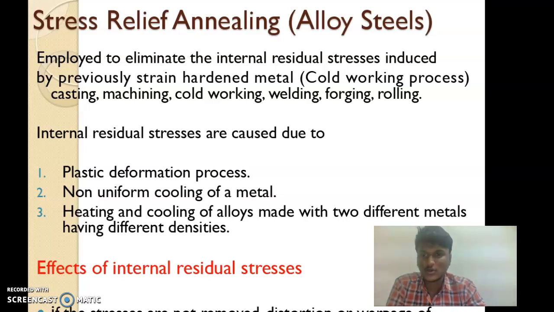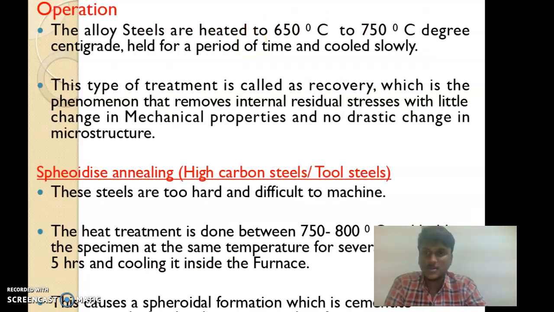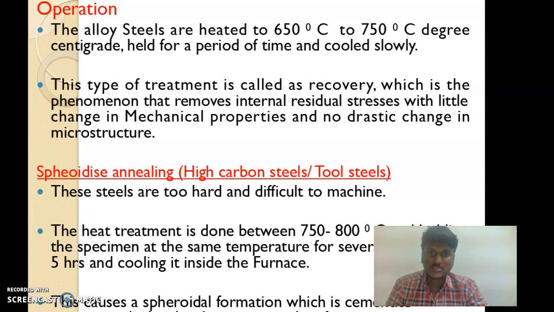Internal residual stresses are caused due to plastic deformation processes, non-uniform cooling of a metal, and heating and cooling of alloys made of two different metals having different densities. Effects of internal stresses: if the stresses are not removed, distortion or warpage occurs. In the operation, the alloy steels are heated to 650 degrees to 750 degrees centigrade, held for a period of time and cooled slowly. This type of treatment is called recovery, which is the phenomenon that removes internal residual stresses with little change in mechanical properties and no drastic change in microstructure.